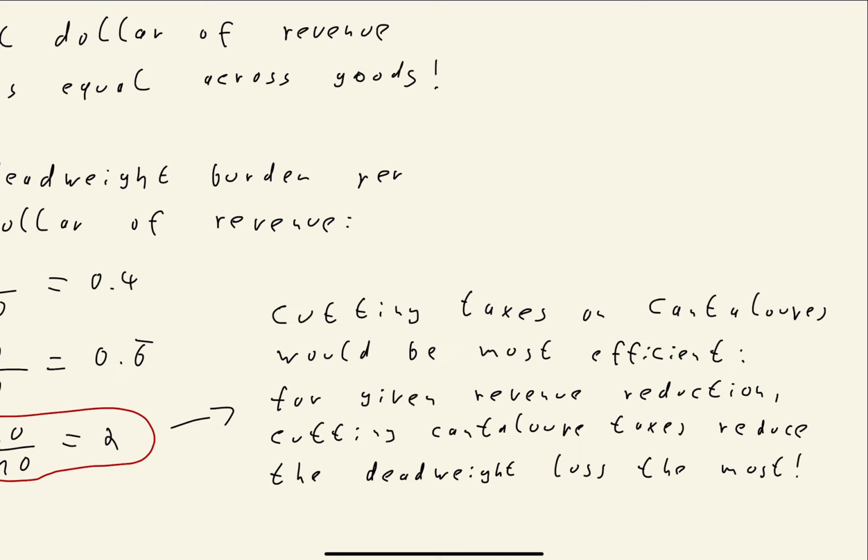So if we cut taxes, so we decrease taxes, we lose tax revenue. But the idea here is that the overall gain due to a reduction in the deadweight loss is also highest when reducing the taxes on cantaloupes. And this is basically the reason why we should reduce the taxes on cantaloupes, because, okay, we lose some revenue, but the gain that we get because the deadweight loss is reduced is highest here. And if you compare the ratios, you will see that it makes sense to reduce taxes on cantaloupes rather than the taxes of any other goods.